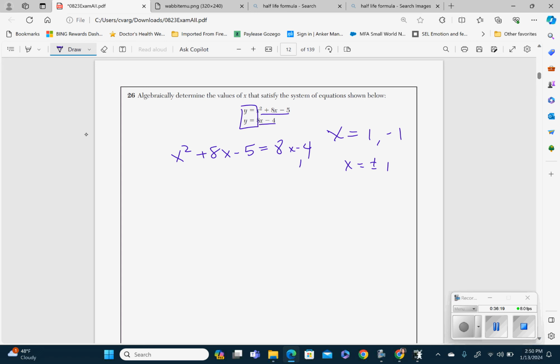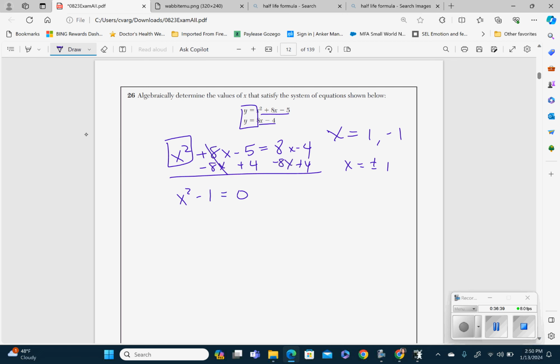So we're going to zero it out by subtracting and moving things over. It's easier to keep this x squared right here positive. So we have x squared, the 8x and the negative 8x cancel out. -5 plus 4 is -1 equals 0.